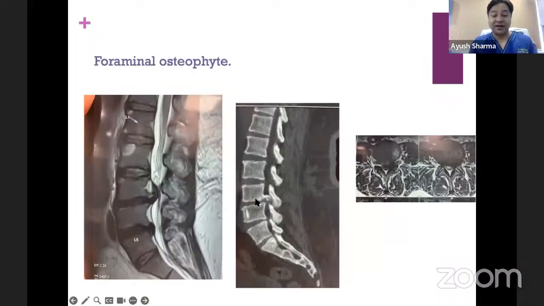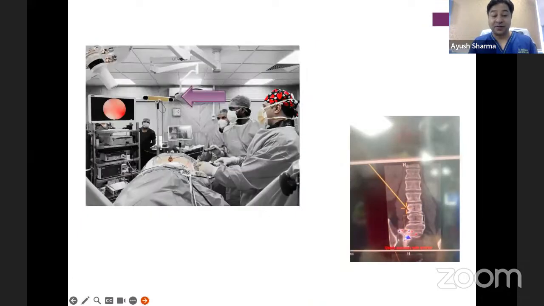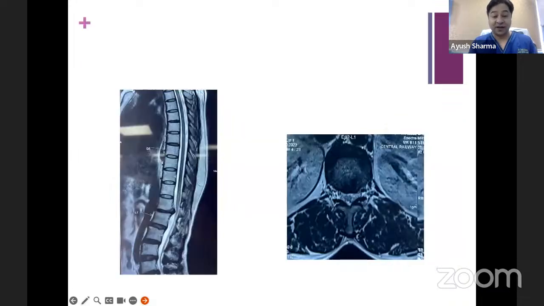Again, this is a young patient with an osteophyte growing inside, and she was very young, 22 or 23 years old. You can always fuse them, but if you really want to save the disc level and give them mobility, what we did is we went with the transforaminal approach. We used navigation to burr the osteophyte, and we got the job done.